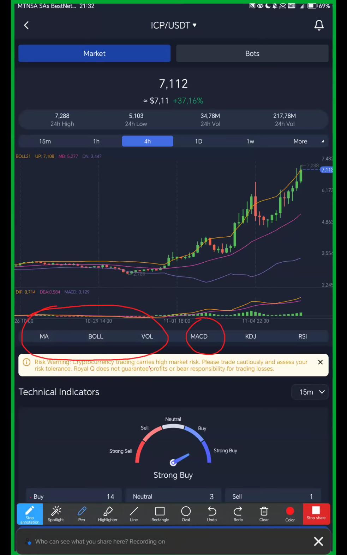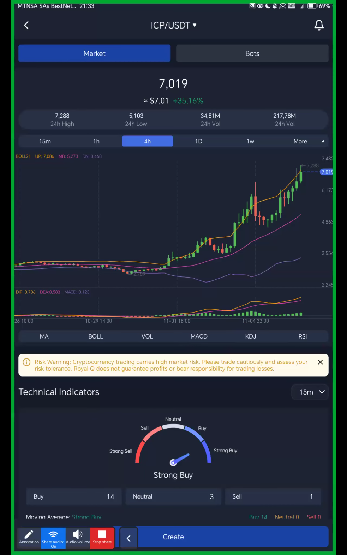But this one and this one, you can set them in the Royal Q robot so that the robot can go to the market and buy when the price has been triggered using these indicators. So we are looking at the MACD. We do have the KDJ and the RSI, but we are currently focusing on MACD because it is one of the best indicators to enter the market with. So this is the overview.